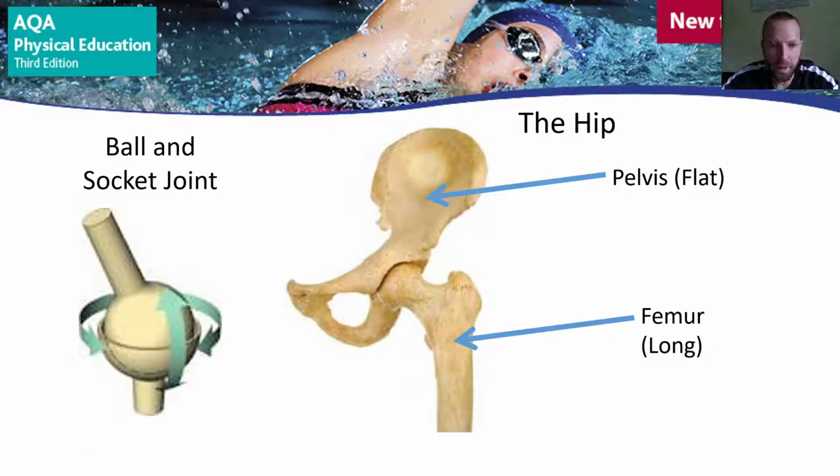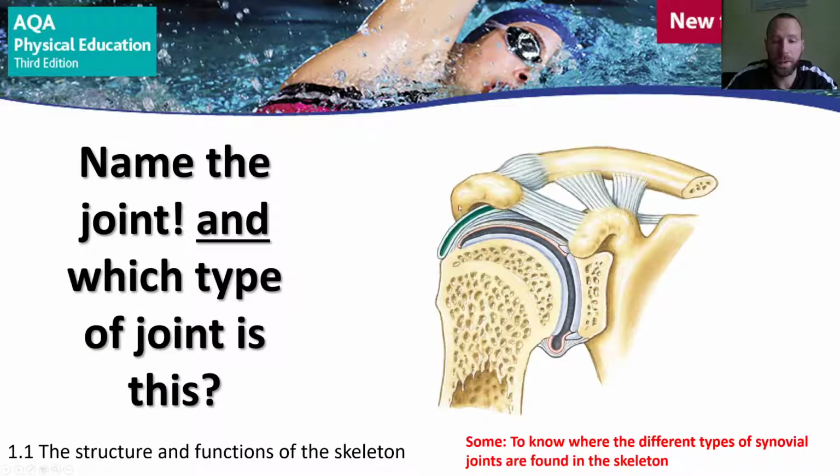It is the hip joint. If you guessed correctly, well done. And it is a ball and socket. So you can see here, it's the pelvis, and this bone here is the femur, the biggest bone in your body, right? So it's one half of your hip. It's a ball and socket because you can have loads of different movements at the joint.